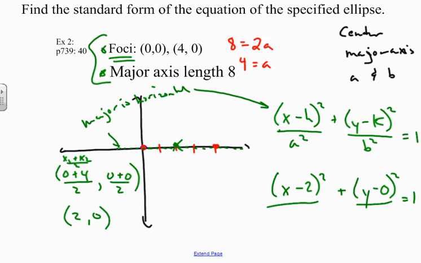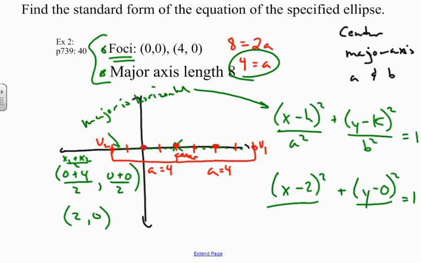So from the center, which is right here, to the vertices is a units away. So we go 1, 2, 3, 4. This would equal a, so that would be vertex 1. You don't need this, but it will help you find out. 1, 2, 3, 4. This would be vertex 2. Both these lengths are a. Together, they equal 8, so this one and this one will be 4. So from here, we can write our a value, which is 4. Take 4 squared, which is going to be 16.